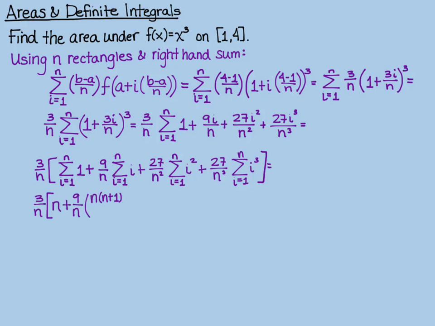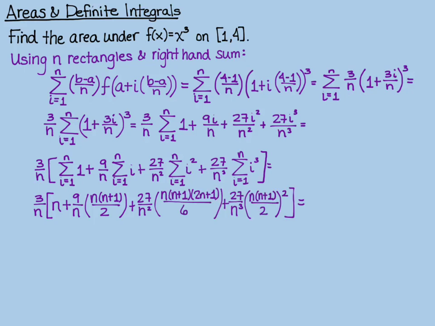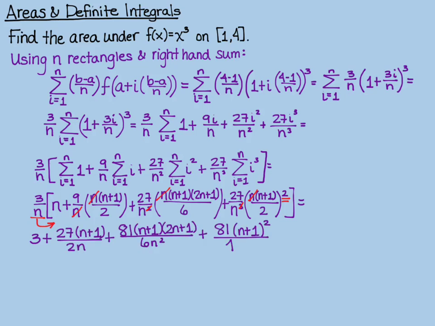We then just use the formulas for each of these sums, and we can simplify things. And notice that when I then distribute the 3 over n all the way through, I'm left with 3 plus 27 times n plus 1 over 2n plus 81 times n plus 1 times 2n plus 1 over 6n squared plus 81 times n plus 1 squared over 4n squared.